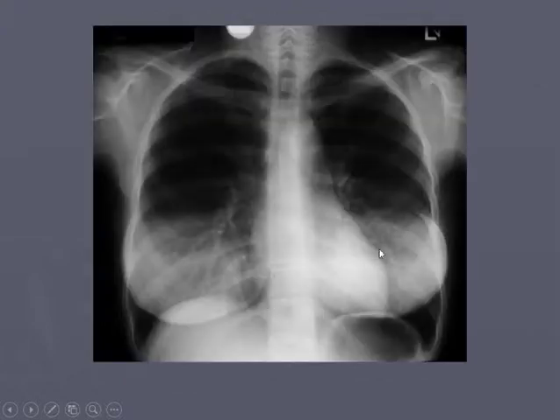Here's an example of pendulous breast shadows. You can see that it sort of covers up a lot of the lung fields here. It makes it sort of look like it's got pneumonia. It's not pneumonia, that's just large breasts.